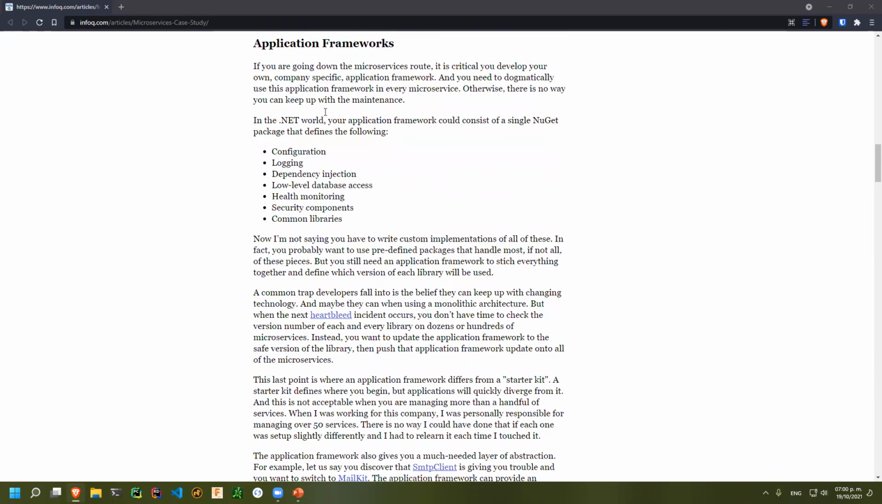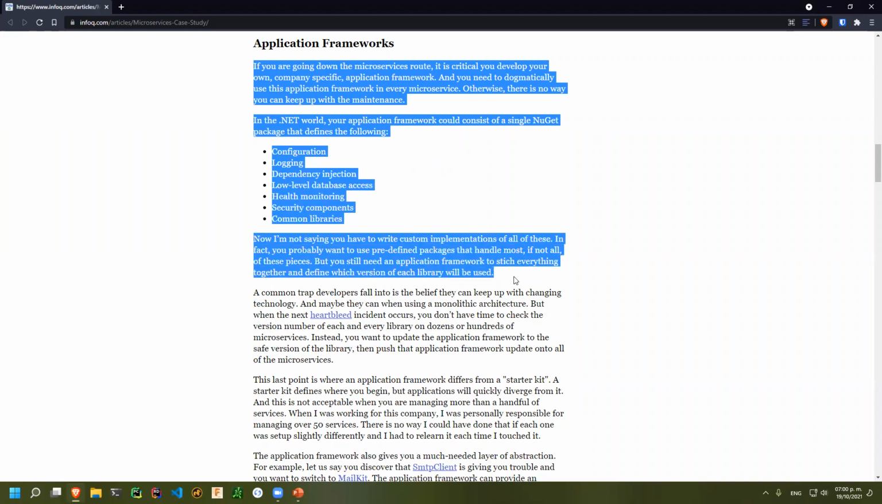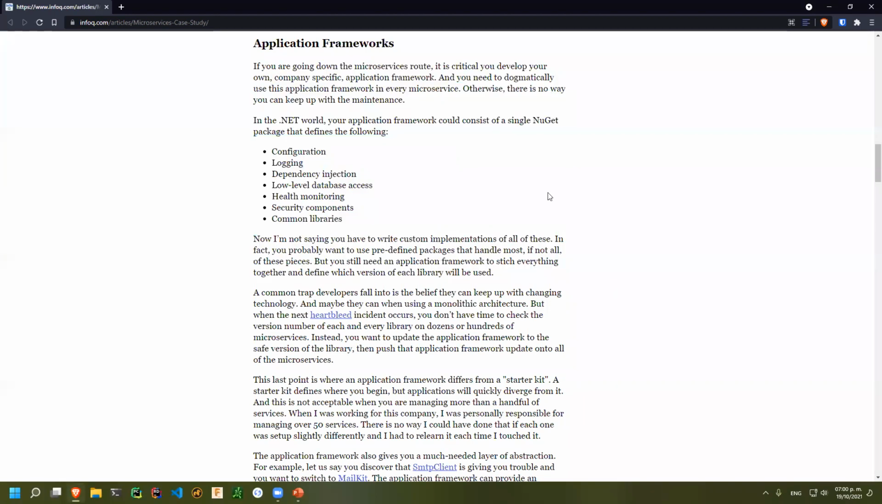Okay, now we jump into how to structure our code. In the case study, they mention that they created this sort of application framework to be able to reuse as much common code as possible. This goes hand in hand with what we mentioned on shared models. Shared models can belong to this kind of general framework. In general, there are some elements of code and utilities that will be shared throughout different locations.